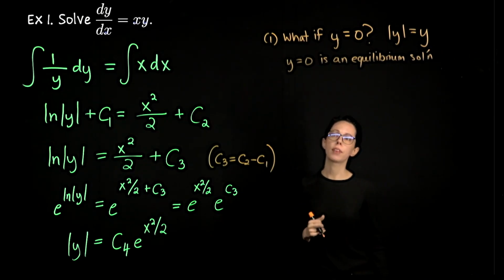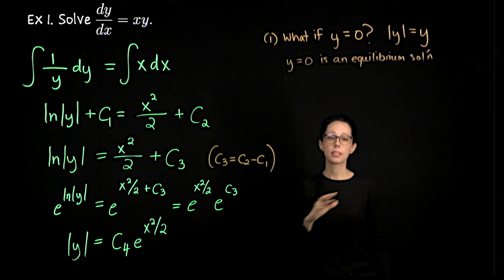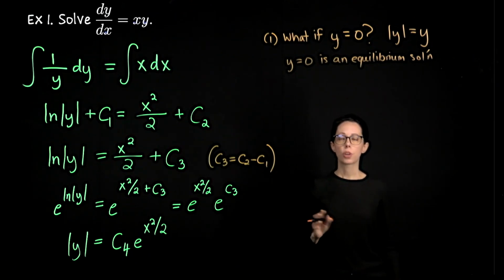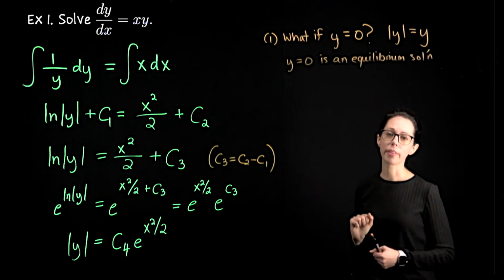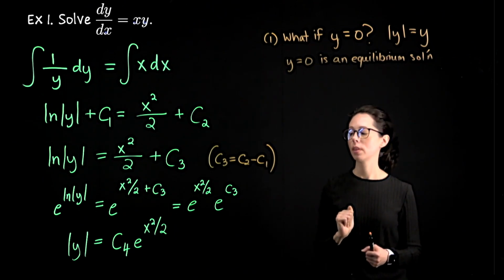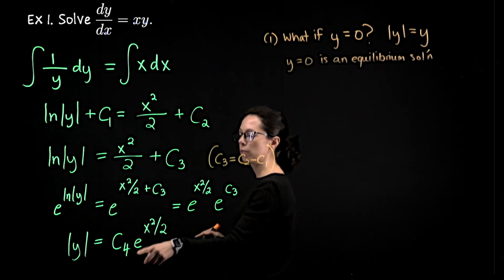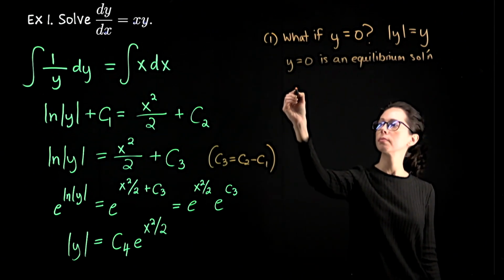So regardless of x, if y is ever 0, it stays 0 forever. So this would be the solution were that the case. It would just be y equals 0. We could think of that as y equals 0 times e to the x squared over 2.